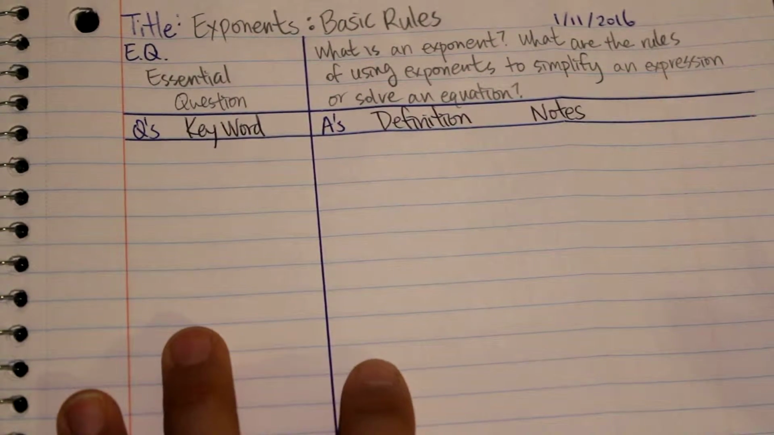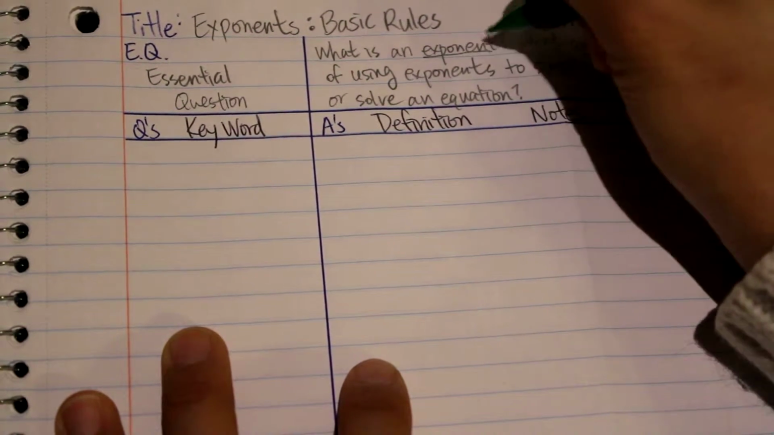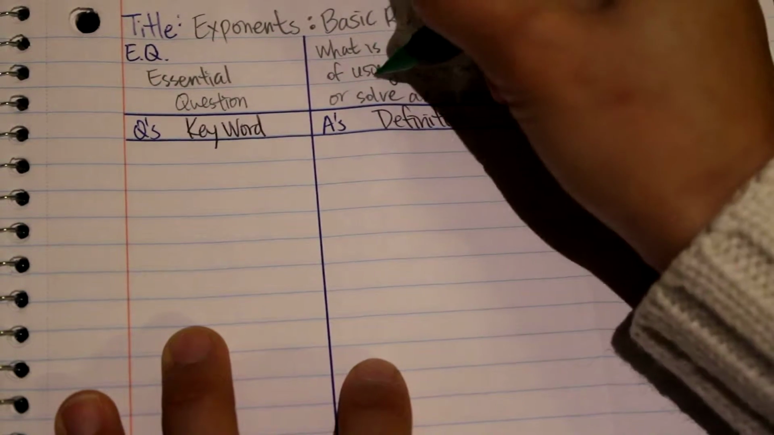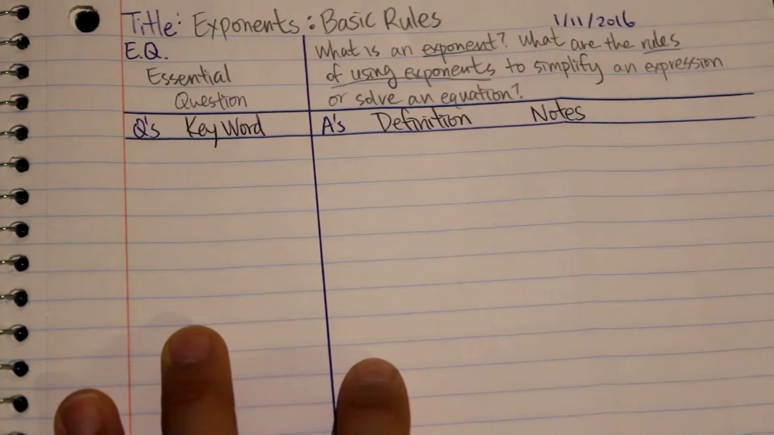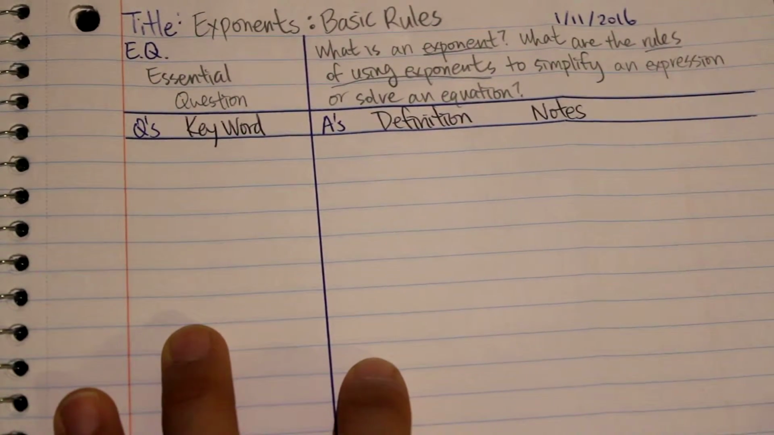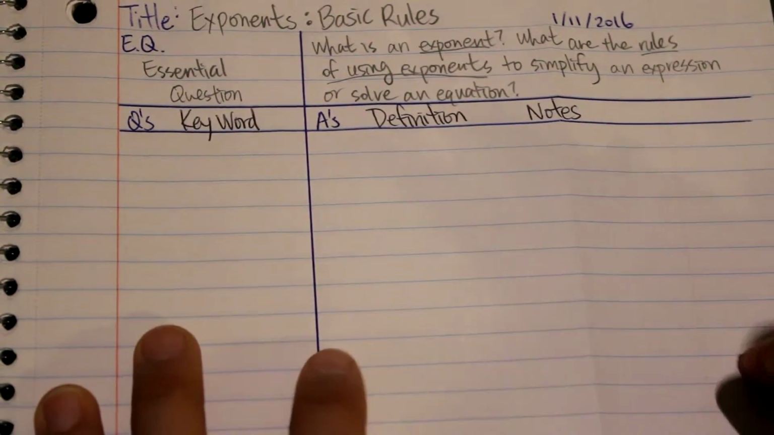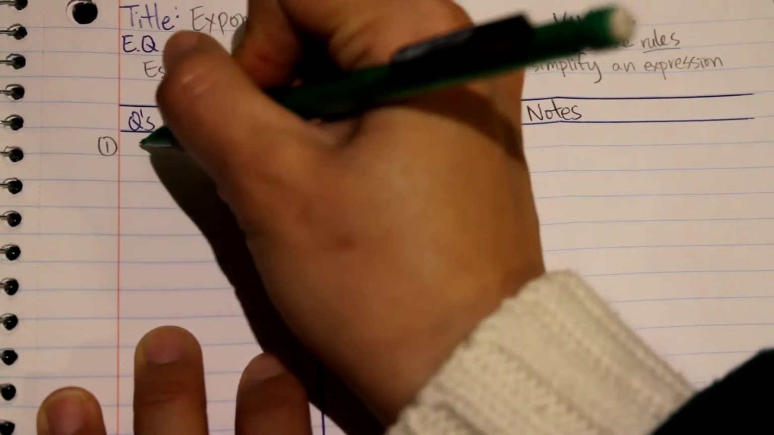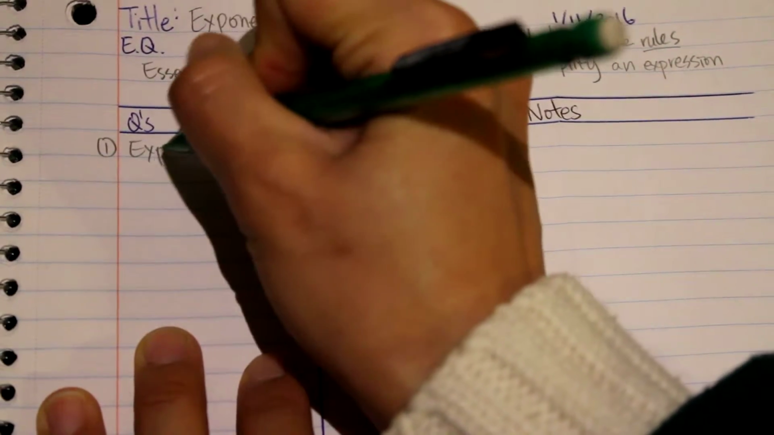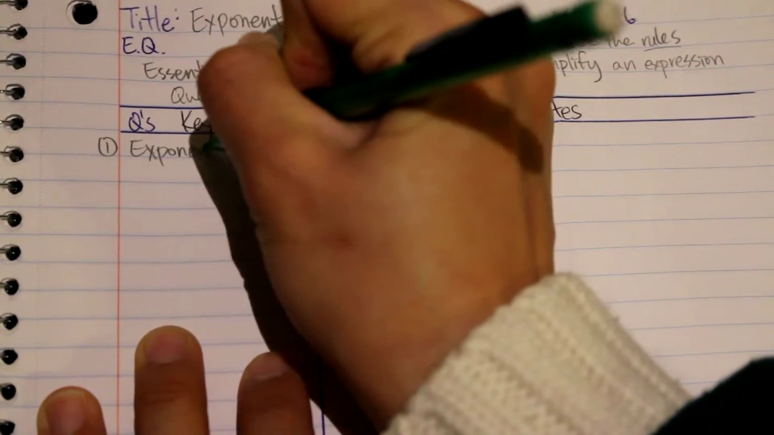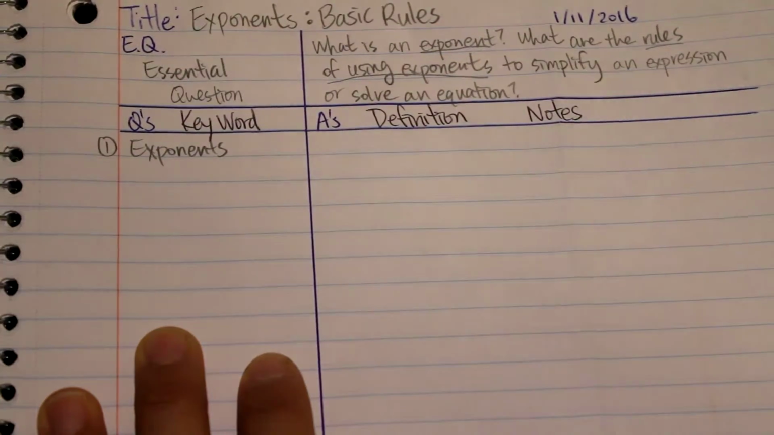Okay, so basically you want to find out what an exponent is and the rules of using exponents. Okay, and there's a reason why we underline. We kind of talked about it already in class. So let's really quickly review what an exponent is, okay? Exponents. What is an exponent?